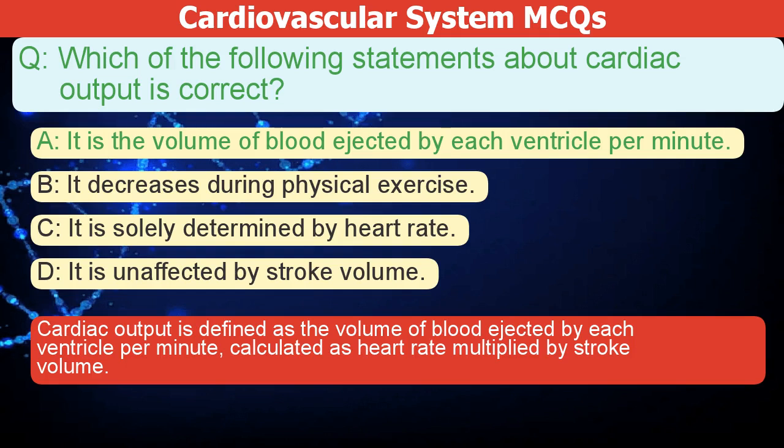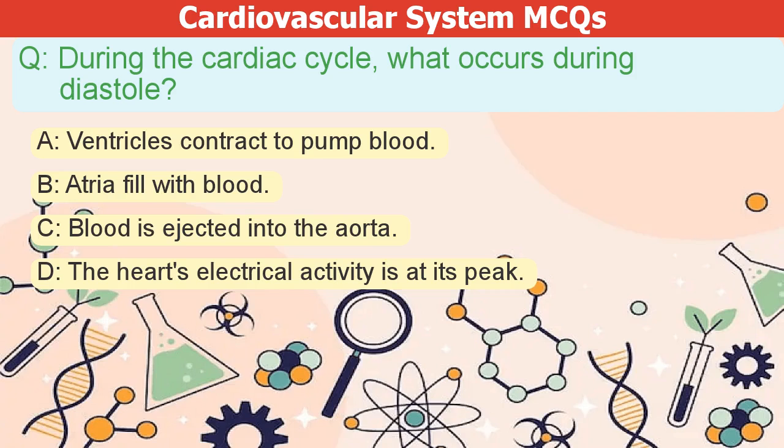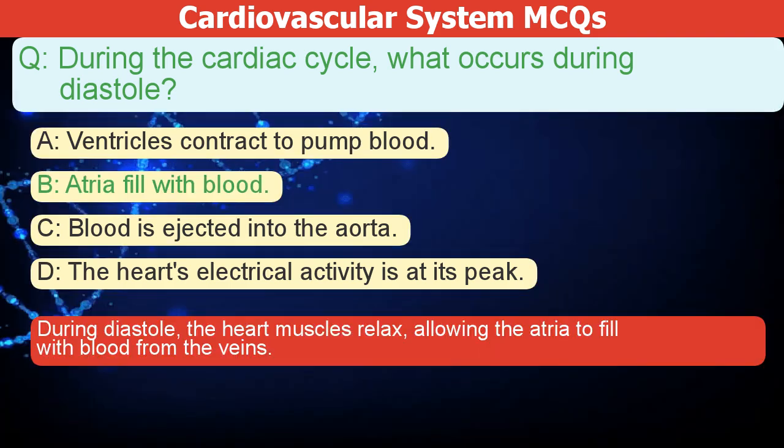volume. During the cardiac cycle, what occurs during diastole? A. Ventricles contract to pump blood. B. Atria fill with blood. C. Blood is ejected into the aorta. D. The heart's electrical activity is at its peak. The correct answer is B. During diastole, the heart muscles relax, allowing the atria to fill with blood from the veins.